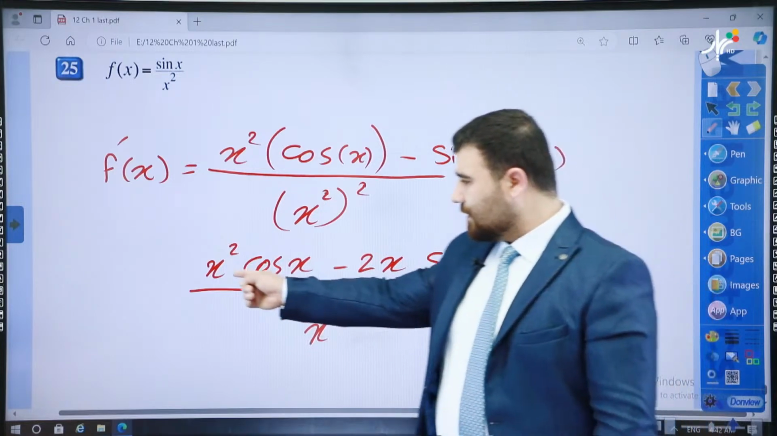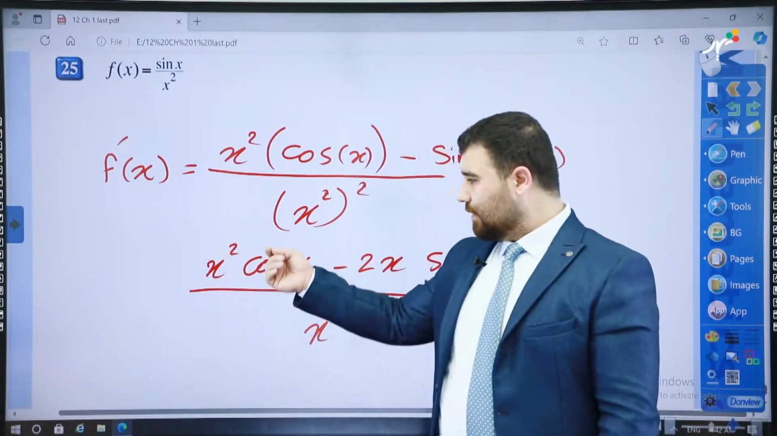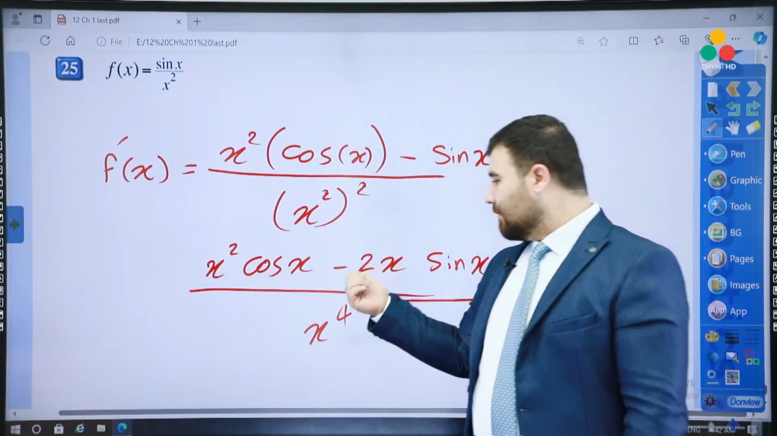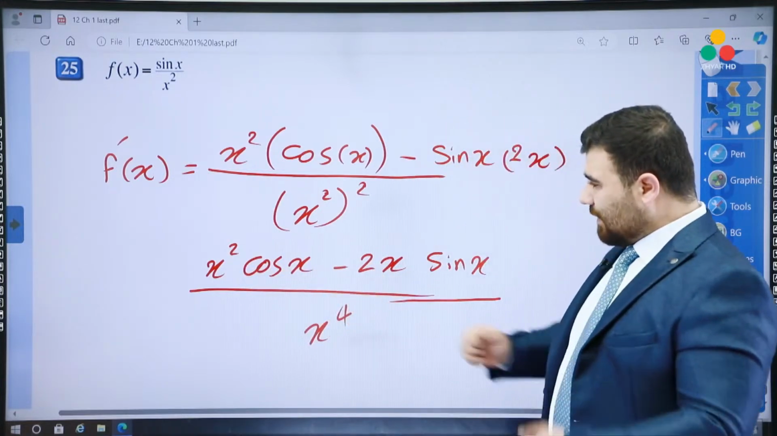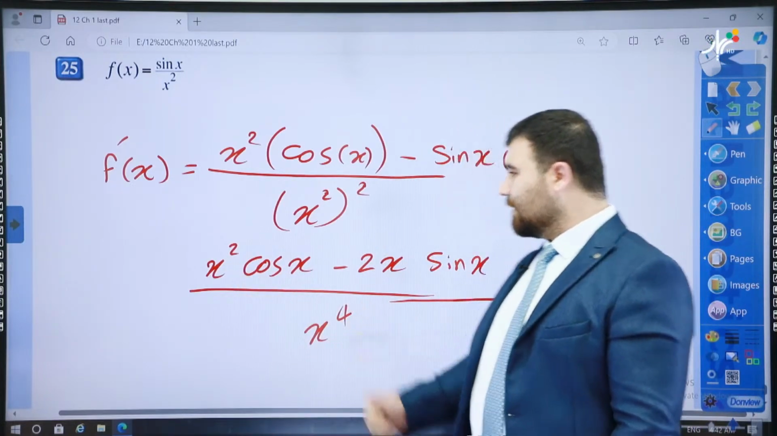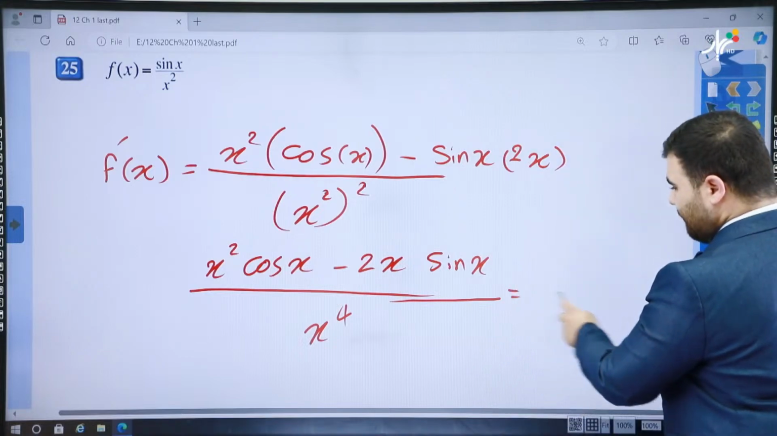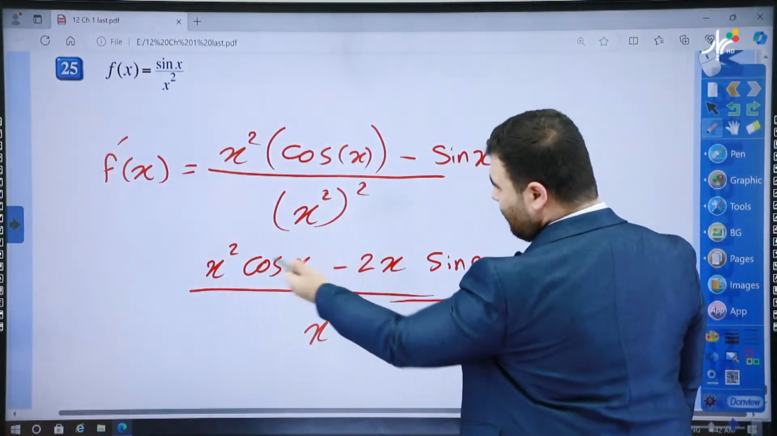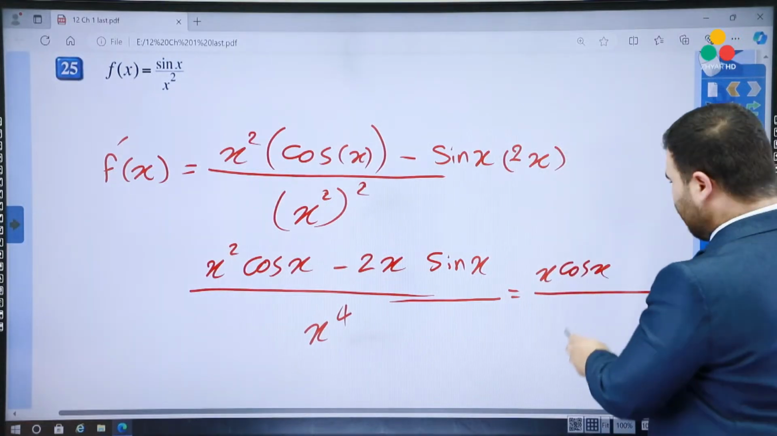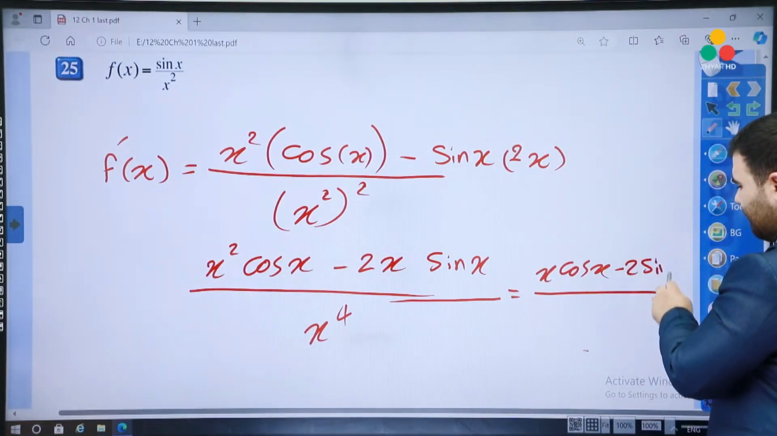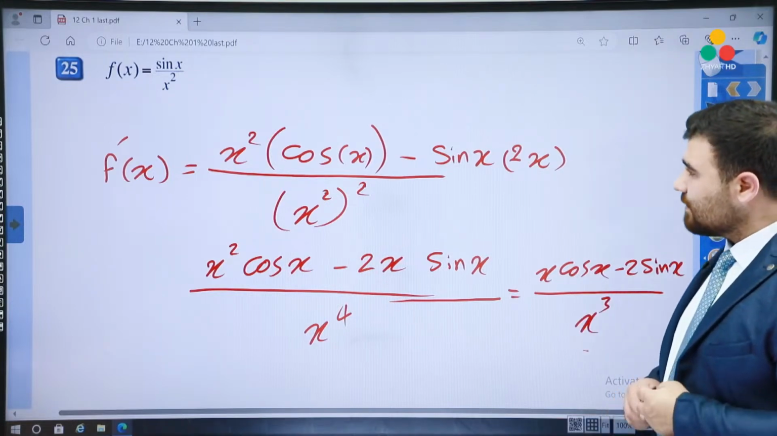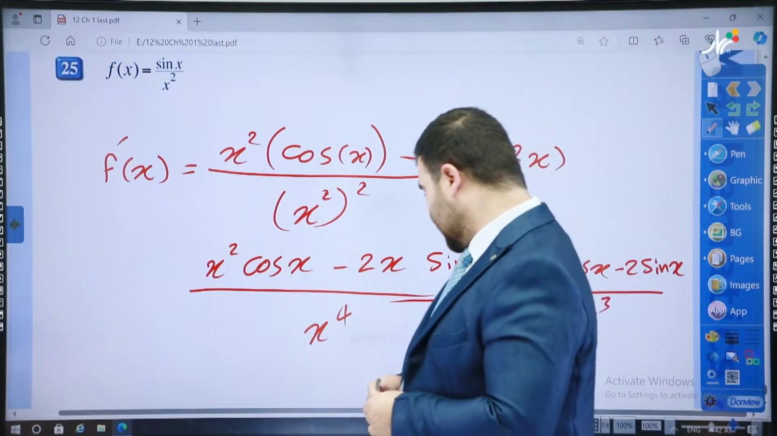Can x power 4 cancel x power 2? No, because the term that contains the x power 2 is next to minus. But we can take x as common factor. From here we can take x, from here we can take x. The denominator becomes x power 3. So if we take 1x from here, 1x from here, it will be x cosine x minus 2 sine x over x power 3. This is the final answer for question 25.